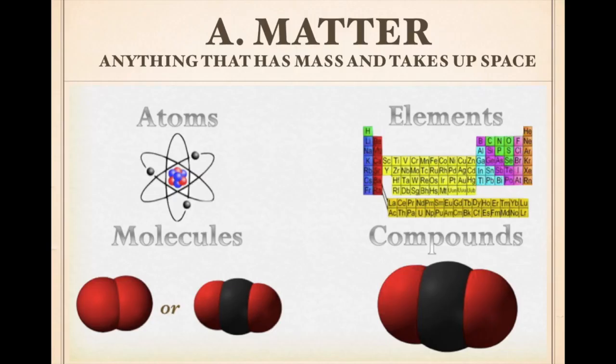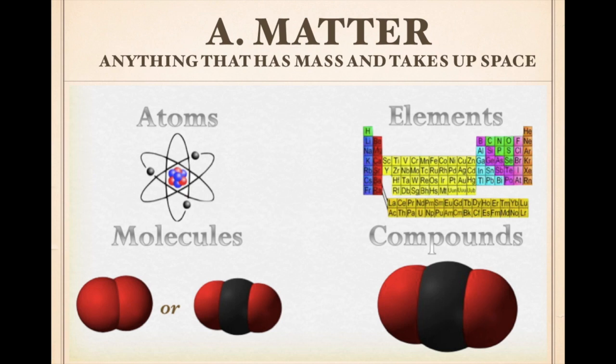We're going to start off with basic matter. You need to know what an atom is. Atoms consist of protons, neutrons, and electrons. Protons and neutrons are in the nucleus of the atom. Electrons go around that nucleus. Atoms then combine to form molecules or compounds.